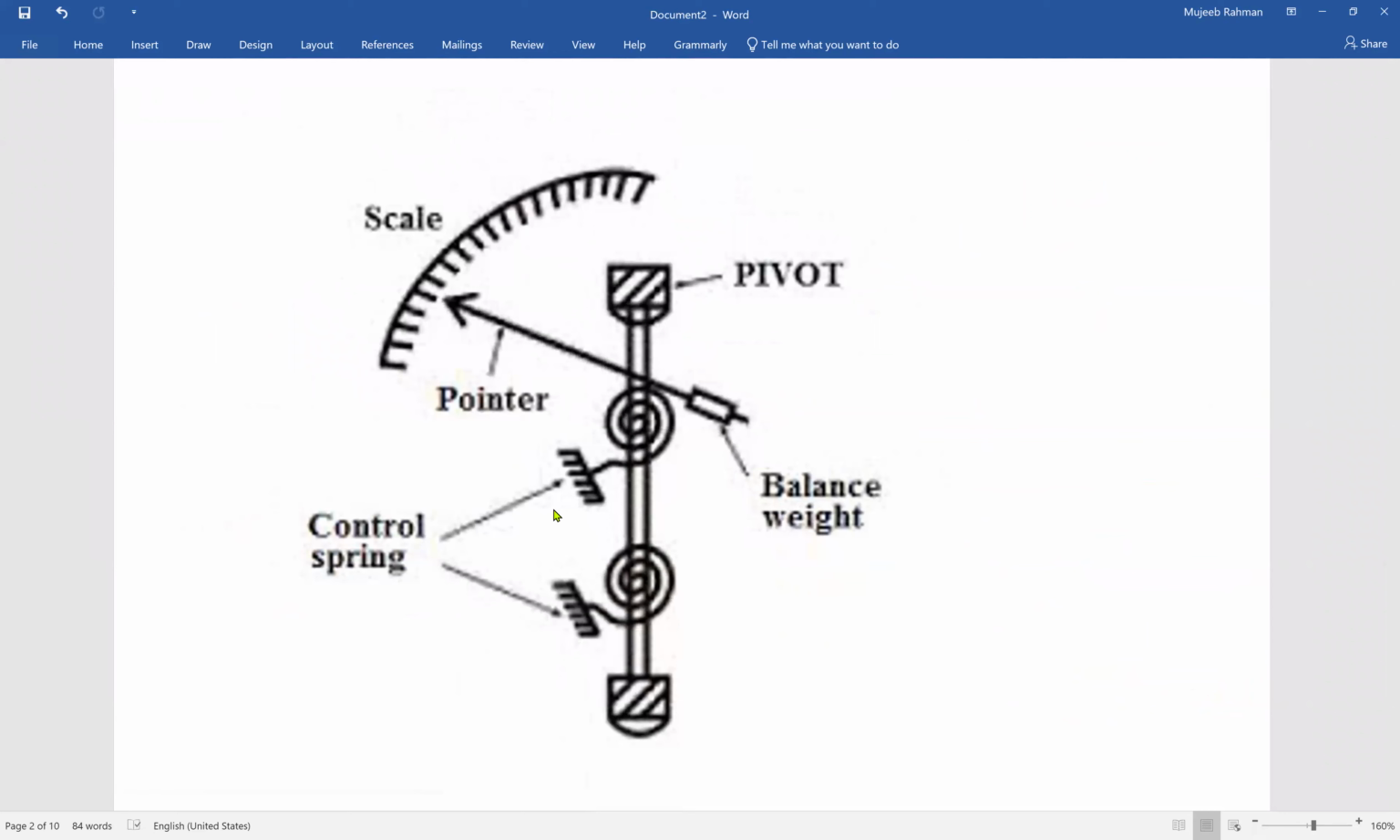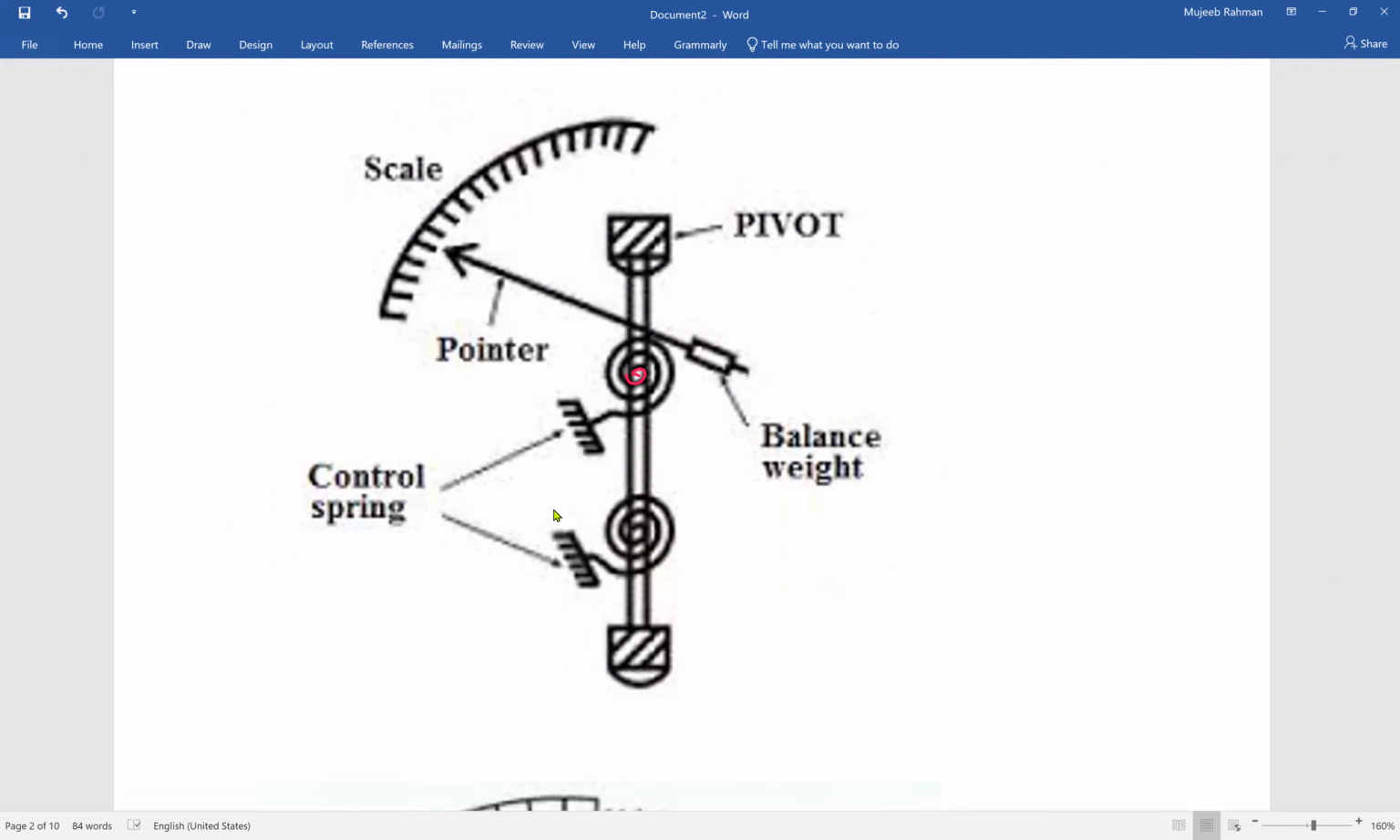We can see in this particular example, this example shows the spring system. There are two springs attached here, one spring on top and one on the bottom. These are acting as the control springs. If the pointer starts moving from the initial zero position, the springs will be twisted in the opposite directions. And if you disconnect the supply or disconnect the instrument, because of the restoring force, the moving system will allow the pointer to return back to the initial position.